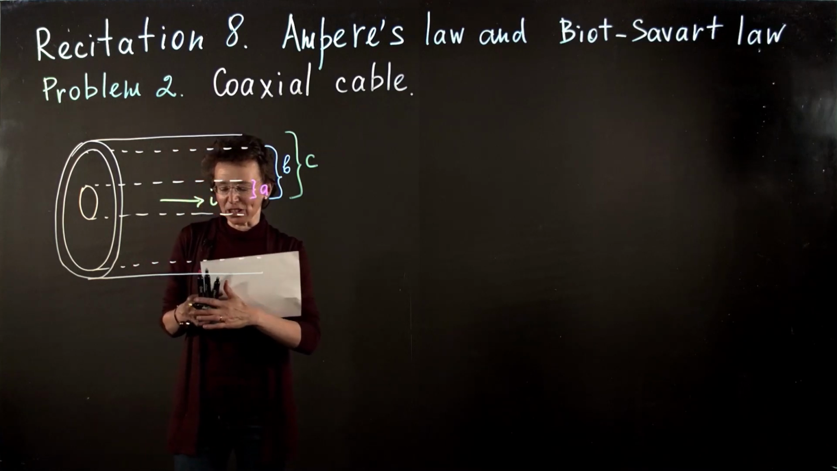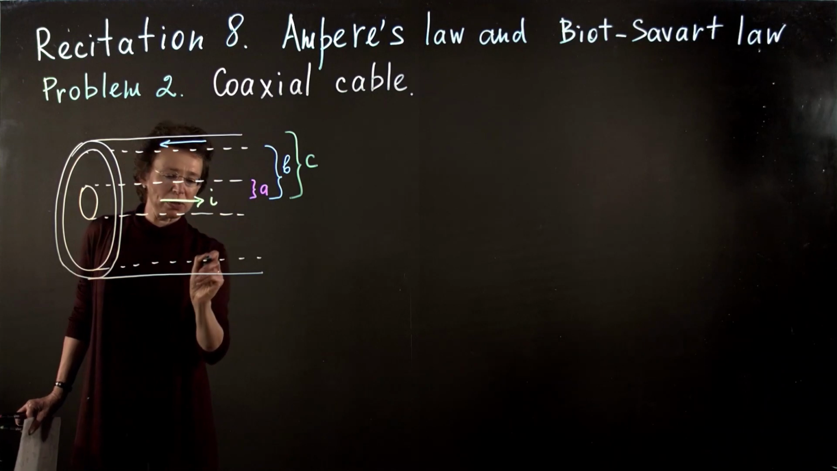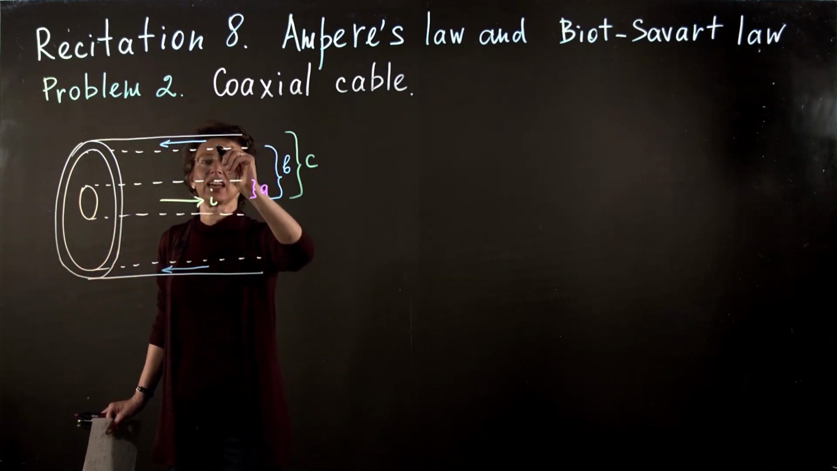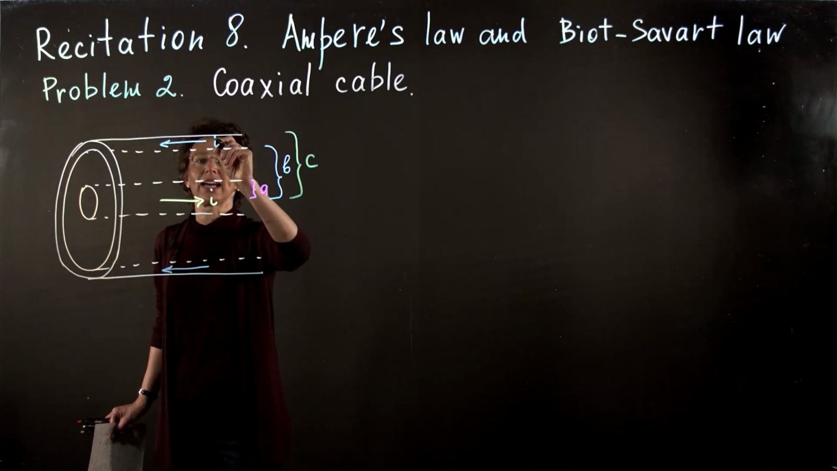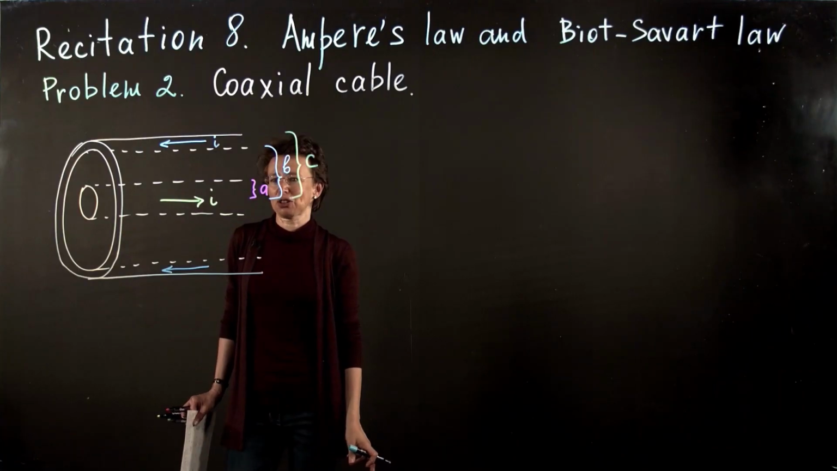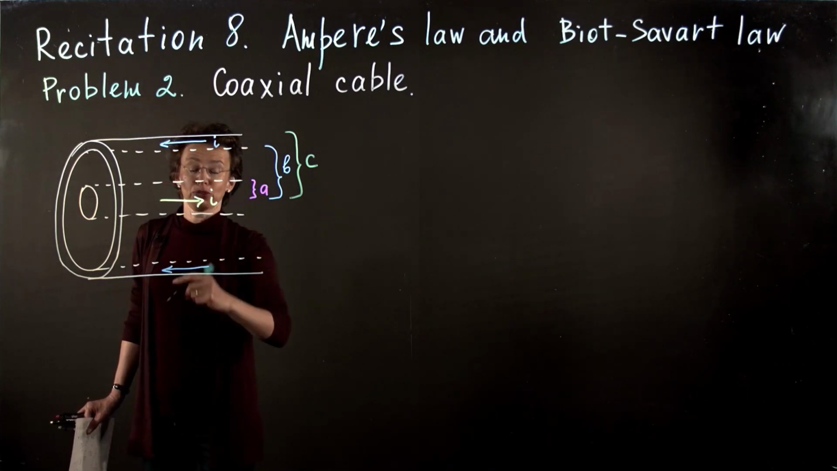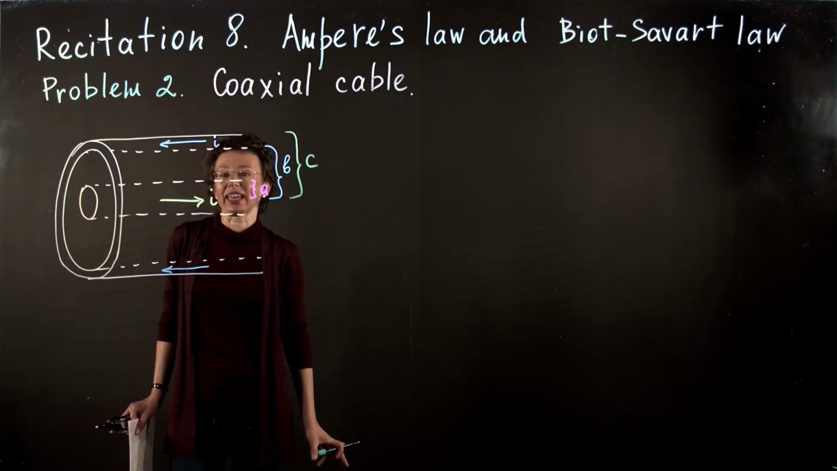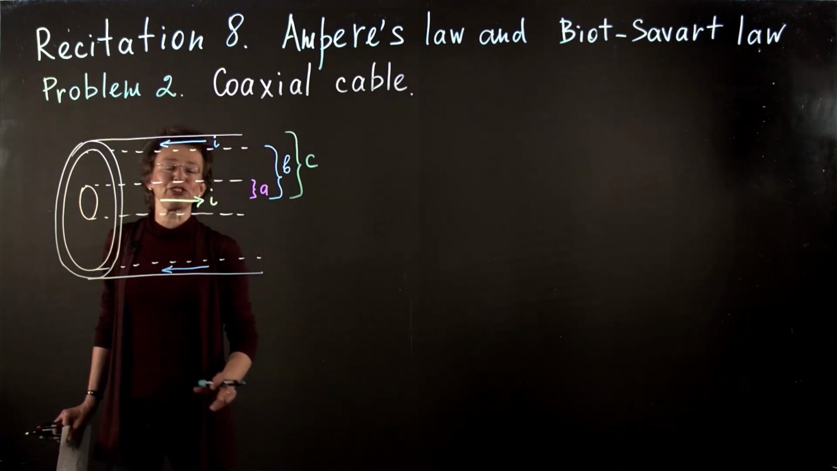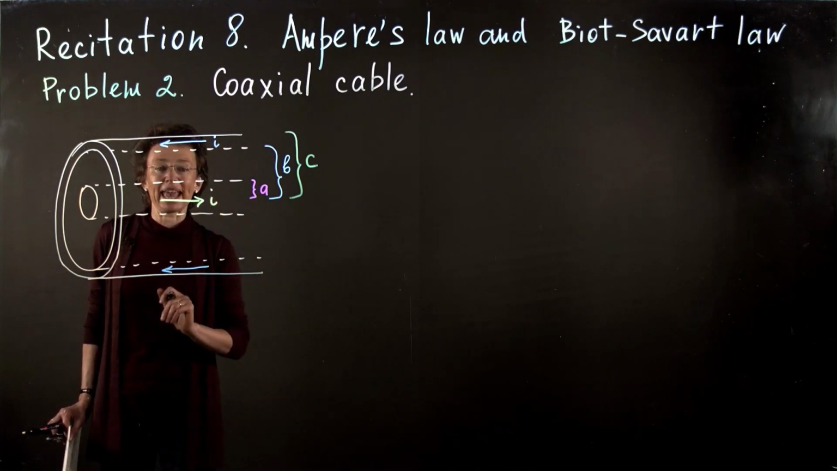And you have another current, the same magnitude, but opposite direction. So the current is flowing in this conducting shell, also has magnitude I, but it has direction opposite to the original current. And this current I is also uniformly spread over the cross-sectional area. What we need to find is the magnetic field everywhere, inside and outside this coaxial cable.